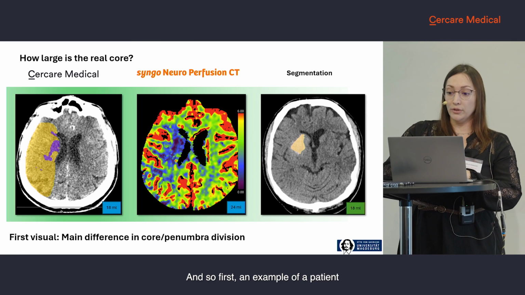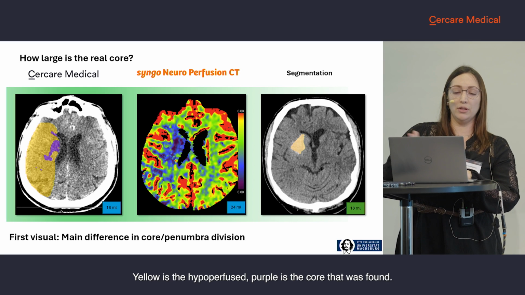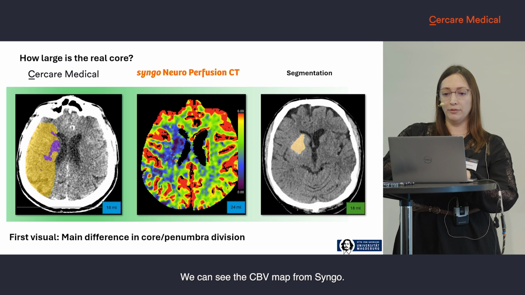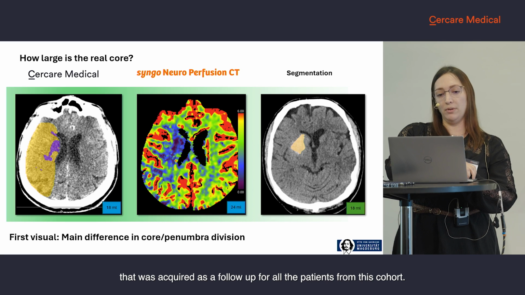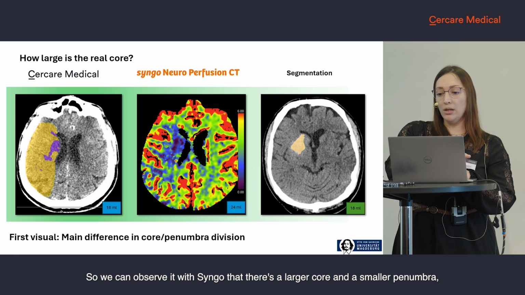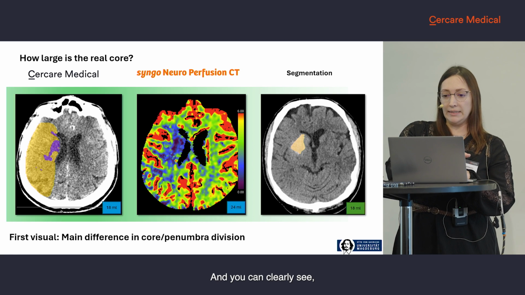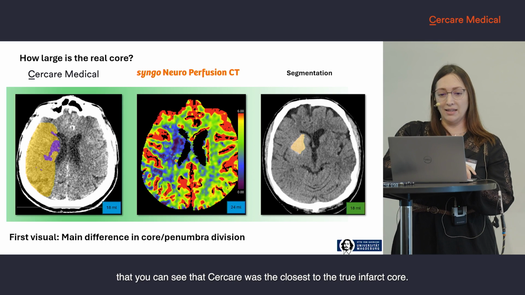And so first, an example of a patient. We can see CERCARE on the left. Yellow is the hypoperfused area, purple is the core that was found. We can see the CBV map from Syngo and the segmentation on the NCCT that was acquired as a follow-up for all the patients from this cohort. So we can observe with Syngo that there's a larger core and a smaller penumbra, whereas in CERCARE you can see that there's a smaller core and a larger penumbra, and you can clearly see that CERCARE was the closest to the true infarct core.